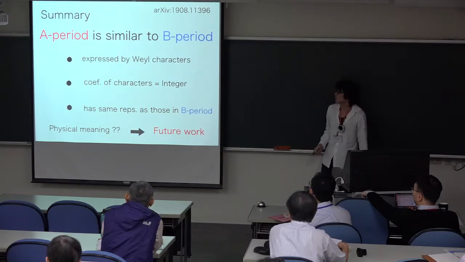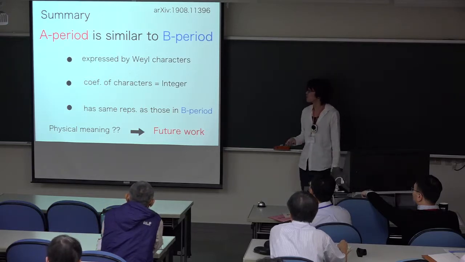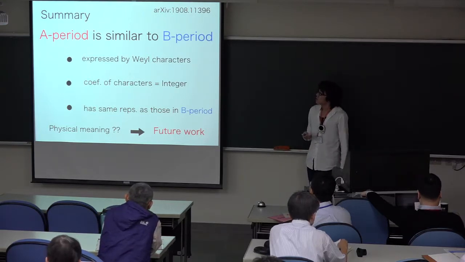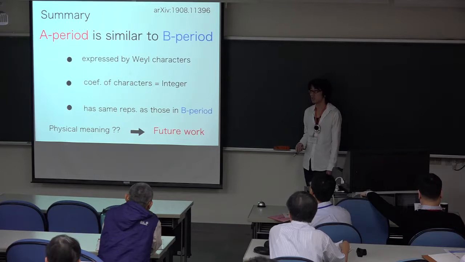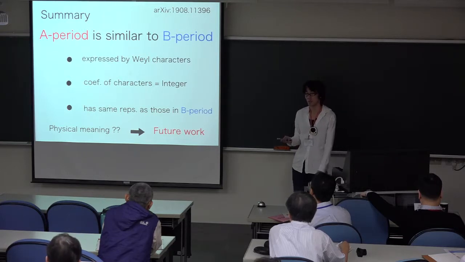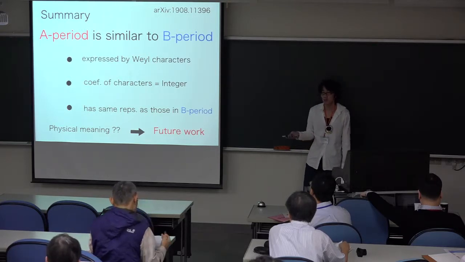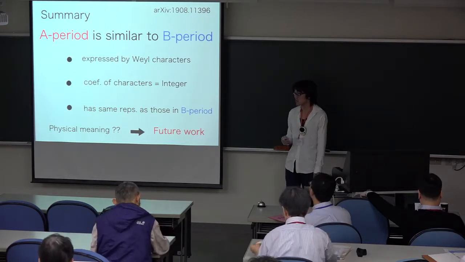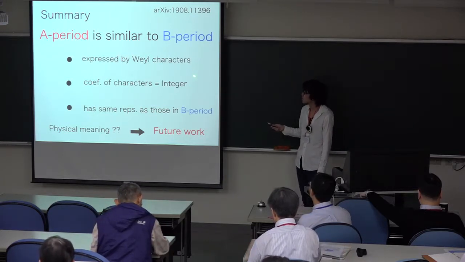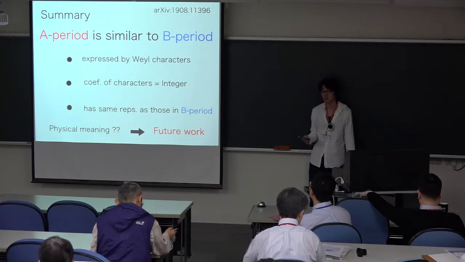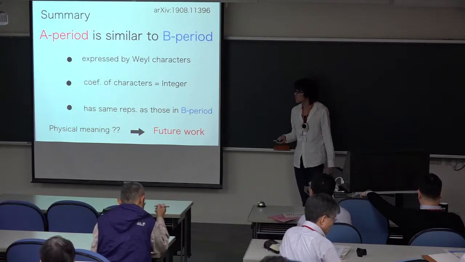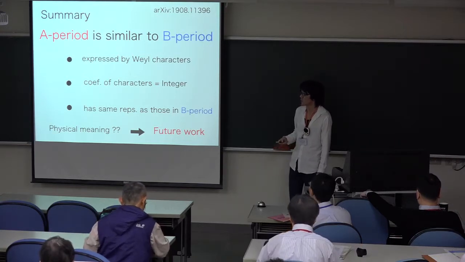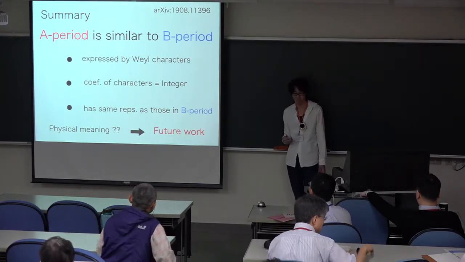Okay, let me summarize my talk. In this talk, we studied the quantum mirror map of the D5 del Pezzo geometry having the D5 Weyl symmetry. And from the form of the quantum mirror map, we find three things. One is that the quantum mirror map can be expressed by characters, which are invariant under the Weyl transformation. The second is that all of the coefficients of the characters can be given by integers by taking into account the merge covering structure.